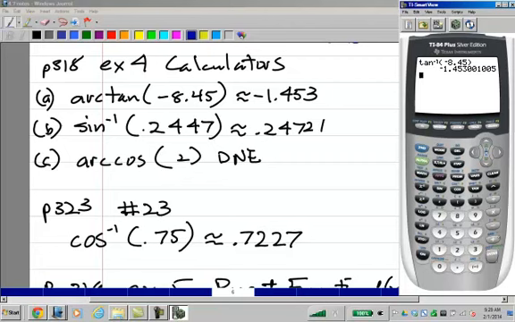Okay, arc cosine, that's simply second cosine of 2. If you put in 2, you're going to get an error. Okay, it's outside the domain, right? Okay, very good. So the inverse cosine of 0.75. Well, okay, you can do that yourself. All right, let's move on here.